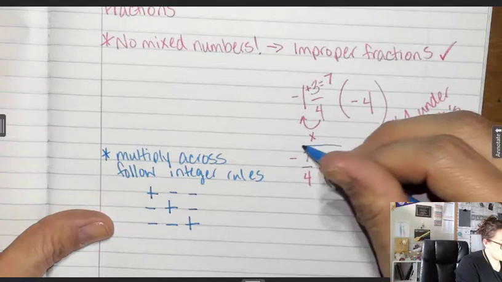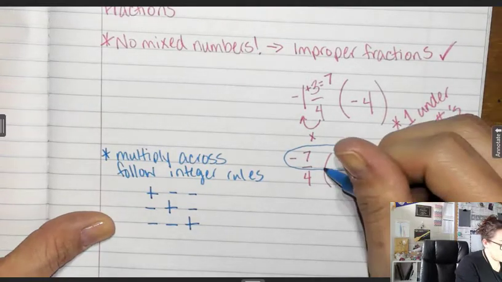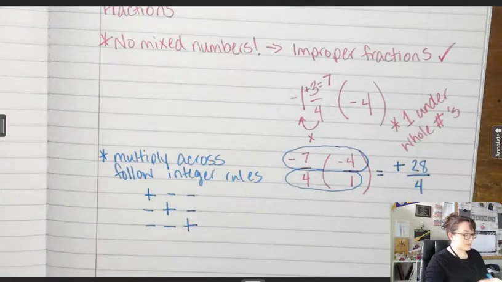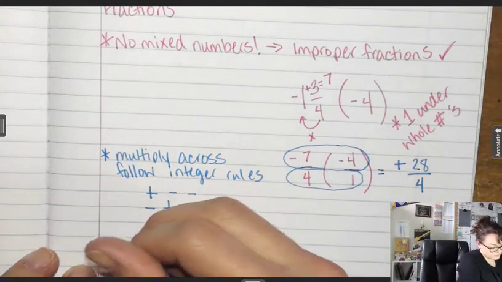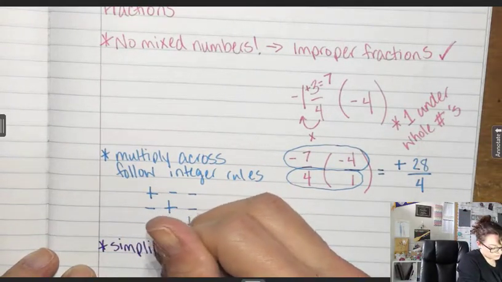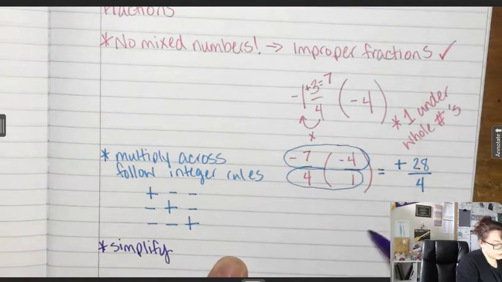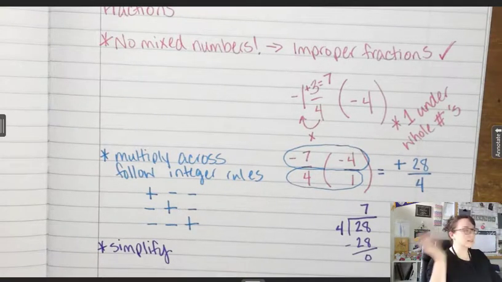What is 7 times 4? And 4 times 1? And what's my last step if it's a fraction like that? Simplify, make it proper. So 4 into 28. We can do 28 divided by 4. That'd be 7. The end. So my answer is positive 7.